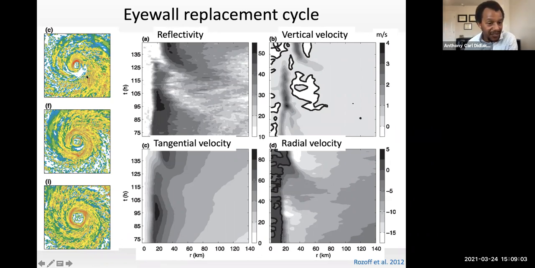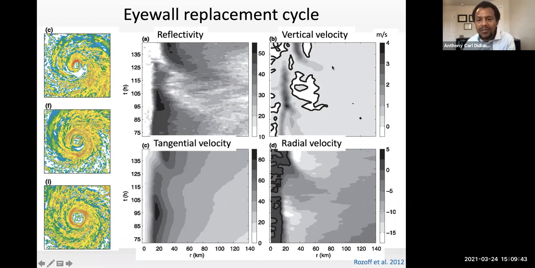And here's a plan view of reflectivity showing that inner eyewall strengthening at first, and then an outer eyewall developing and eventually strengthening and replacing the inner eyewall itself. If you look at the axisymmetric average, so taking the average around the storm and looking at specific features over time, you can see in the reflectivity, which is again shown here, you have this inner eyewall. Once you get to about 115 hours here, there is another eyewall or reflectivity maximum that now contracts, and that's your secondary eyewall that's formed, and this entire replacement cycle is shown here.